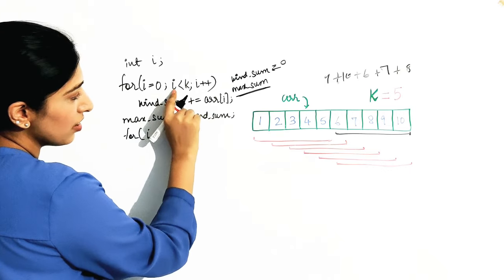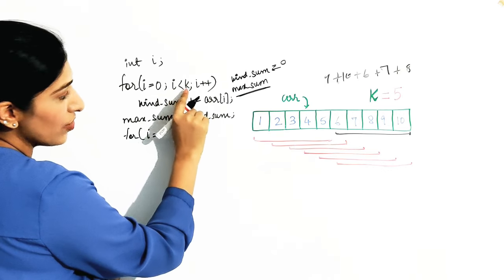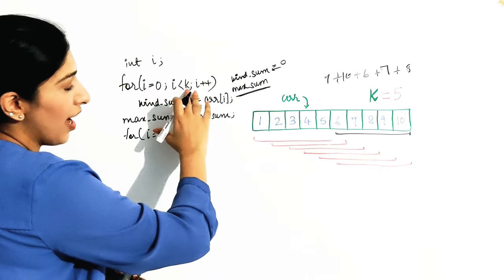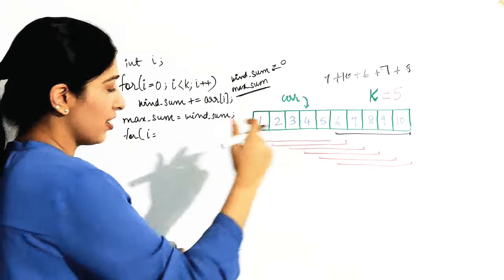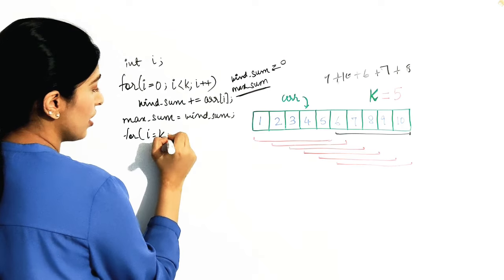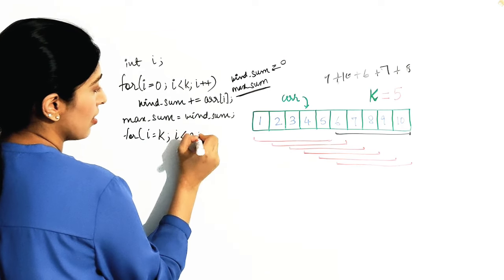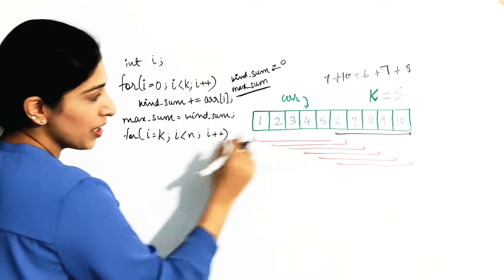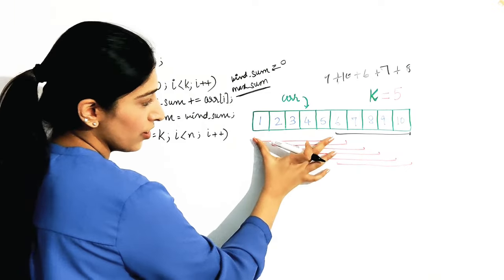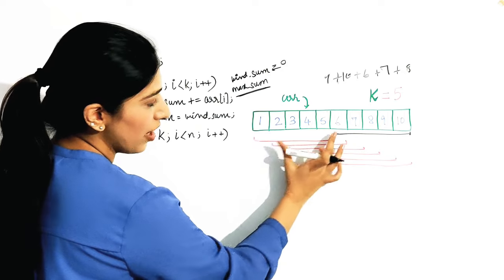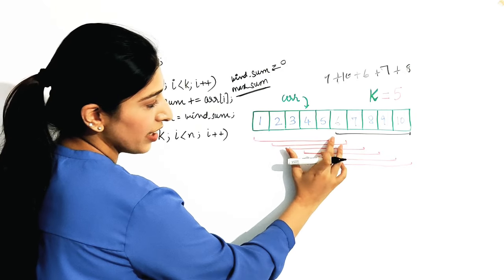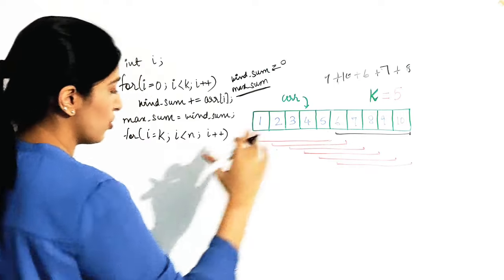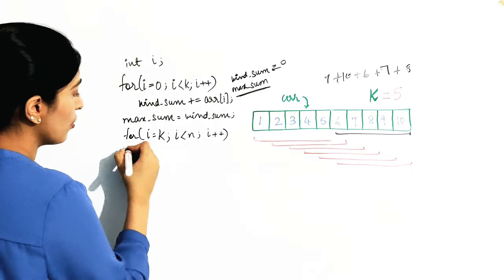So I considered the cases where i was less than k. So now I have to consider cases when i is equal to k or greater than that. So i equal to k, i less than n, i plus plus. If you see, this i will be the end of every window. Right now our i was ending at k minus 1. Now it will end at k, then k plus 1 and so on till less than n.